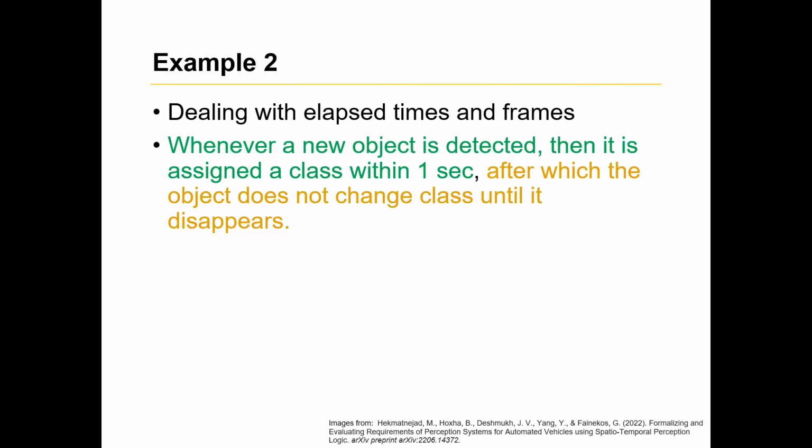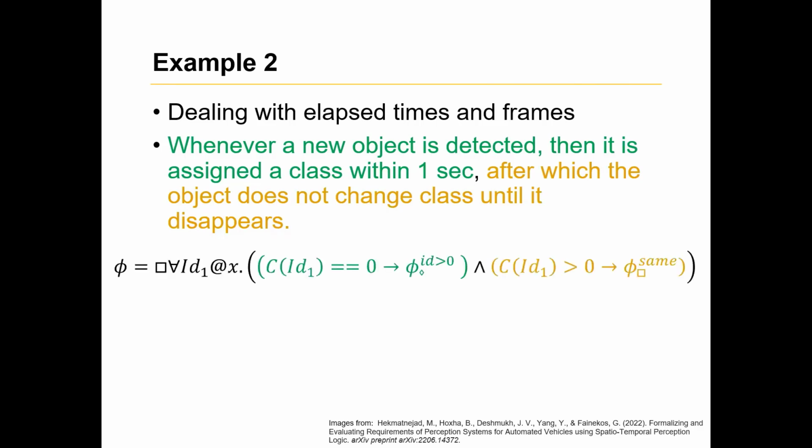Now, how you would formulate this is, let's look at a broad specification. We have freeze times at x. And we are saying always, because we're dealing with all frames, that at ID1 at time x, if class of ID1 is equal to 0, we follow a certain specification. So this part basically deals with a new object being discovered. And if it is already discovered, we basically follow this specification. So this is the main broad structure.